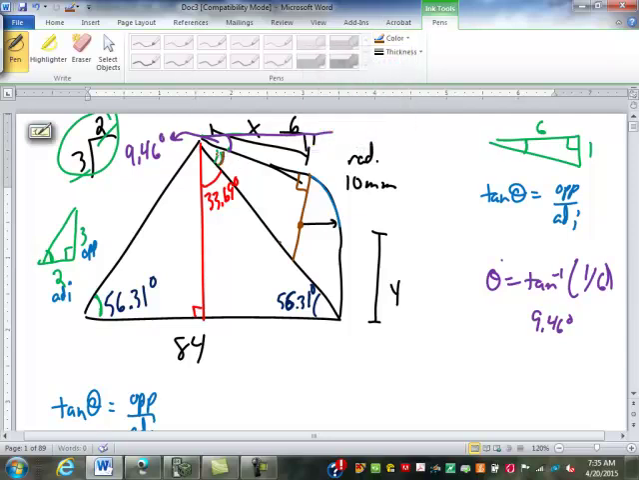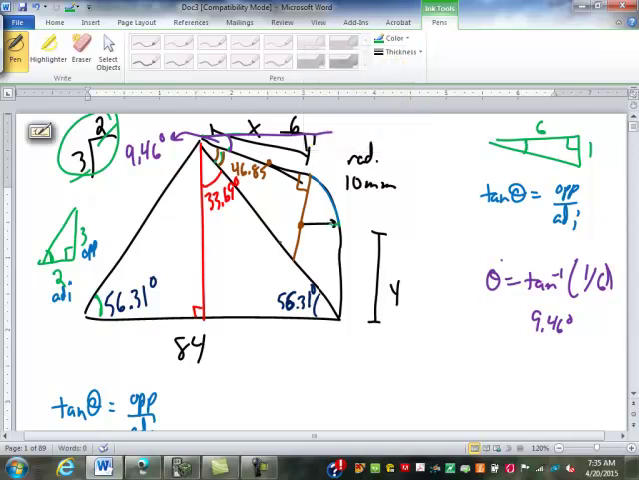Which gives us this angle here is what we were looking for. It's going to be 90 minus the 9.46 and minus the 33.69, which is going to give us, what, 46.85? Sound right? So 46.85 degrees there. Well, what does that do for us? Let's keep going.